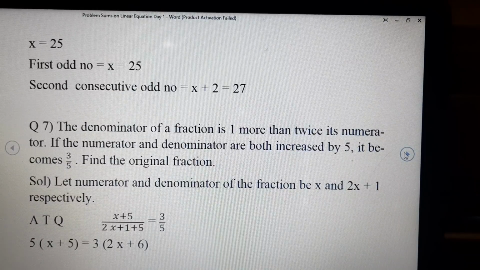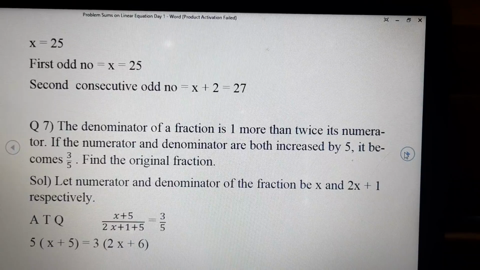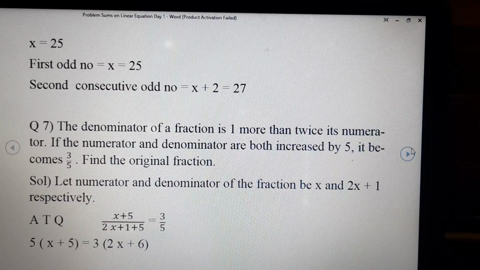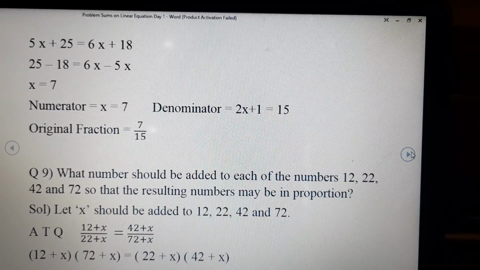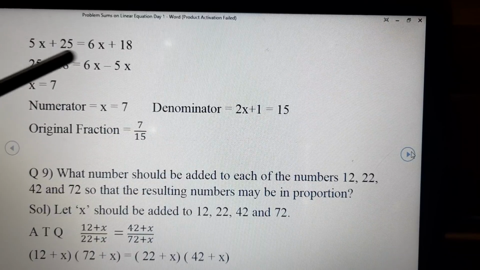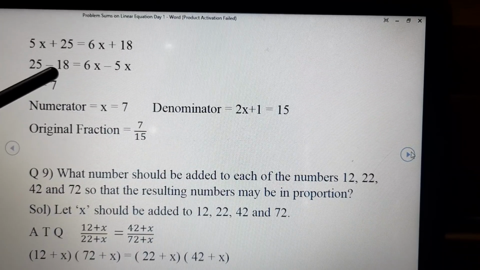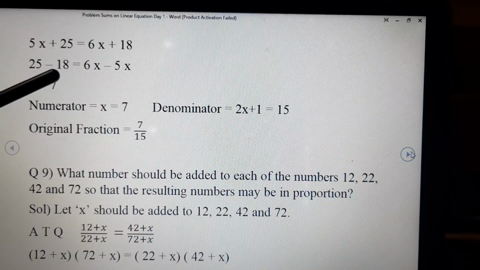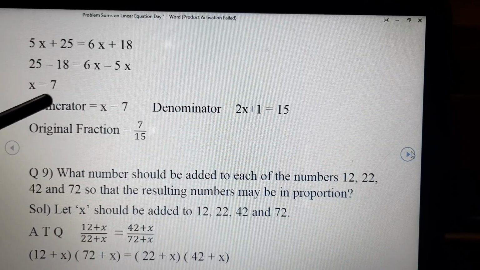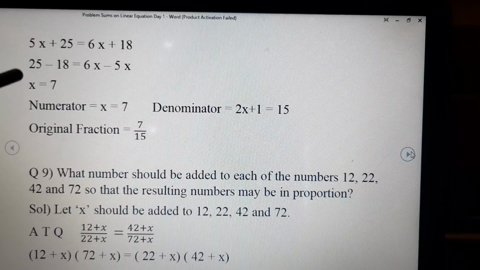Cross multiplication, 5 into x plus 5 is equal to 3 into 2x plus 6. We will open the bracket and we will solve. So it becomes 5x will be transferred this side, 18 comes here, plus 18 becomes minus 18, 6x minus 5x becomes x, and this becomes 7.